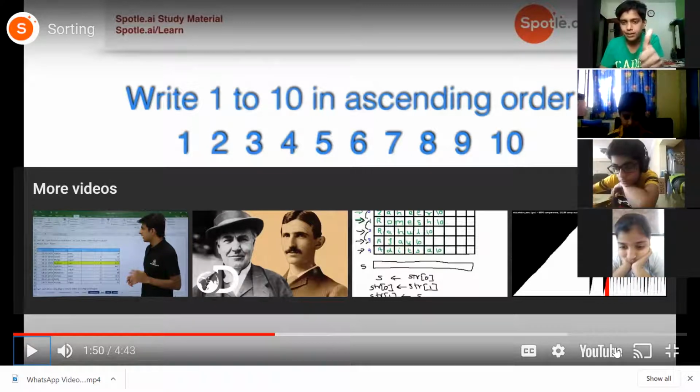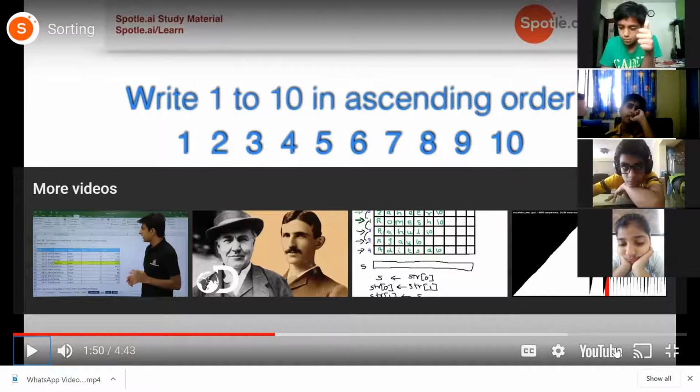How does the successor come? +1. The given number +1 is the successor. Then that number +1 is the successor. That's how we go in ascending order. We go in predecessor, successor order. How is the predecessor? Given number -1. Then that number -1. That is the predecessor.